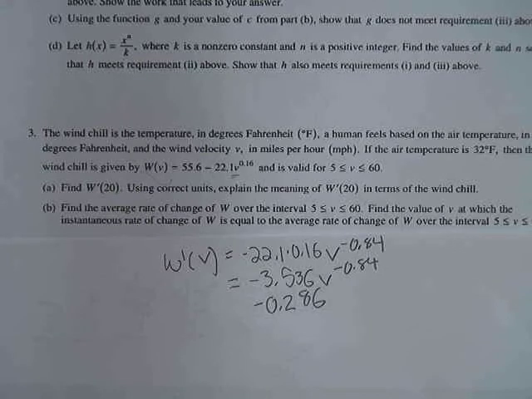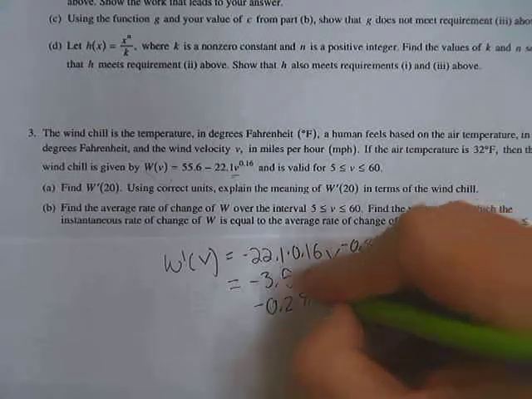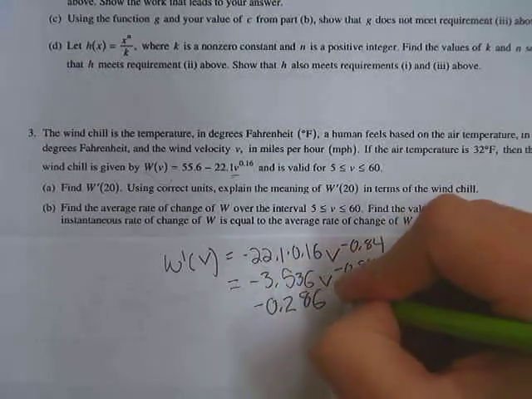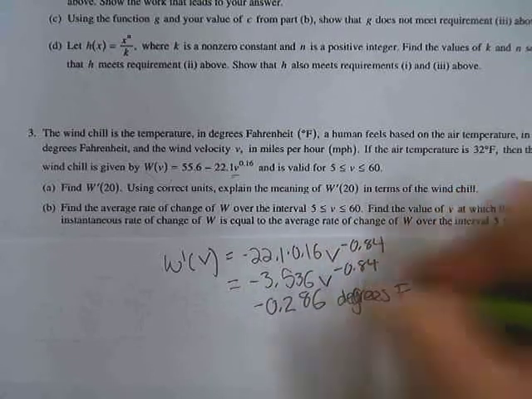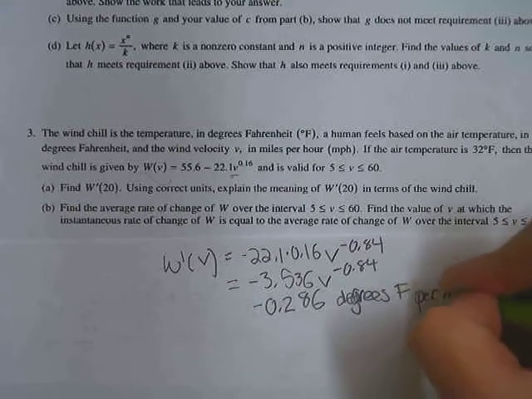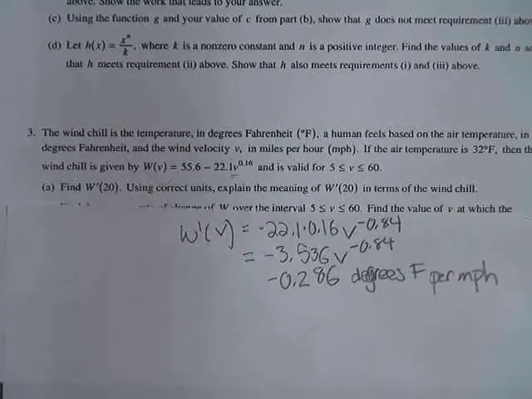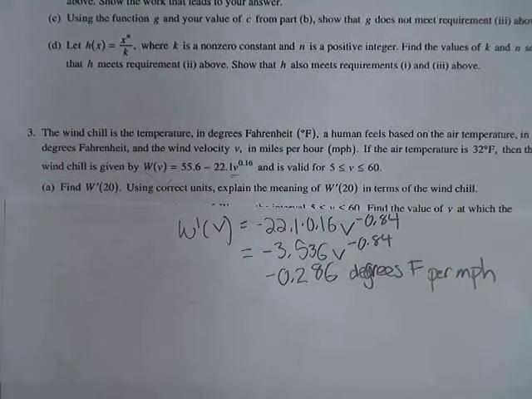Now we have to talk about the units of this thing. This is where things get a little weird. W is in degrees because it's our wind chill temperature after the miles per hour are accounted for. But the unit that's changing in the problem is in miles per hour. So this is actually negative 0.286 degrees Fahrenheit per mile per hour. Pretty weird units, because we have per and per.